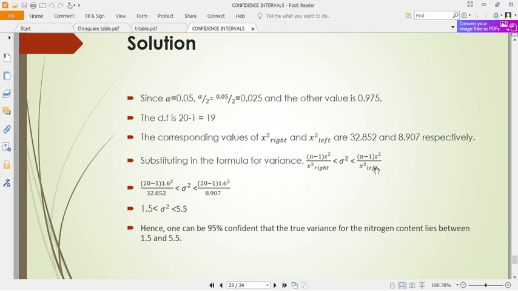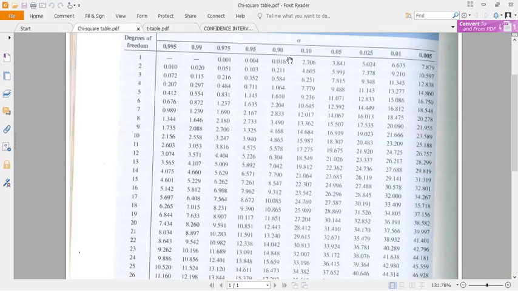x squared left, we subtract alpha over 2 from 1. So therefore we shall have 1 minus 0.025, and the answer will be 0.975. So you look for 0.975 with that corresponding degrees of freedom to get x squared left. And please note that if the exact value is not there, you look for the closest value. So 0.975, we go to our chi-square table, 0.975, it's there, and then 19 degrees of freedom, which is, I think, 8.907.